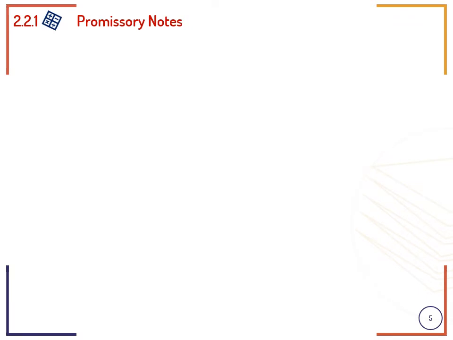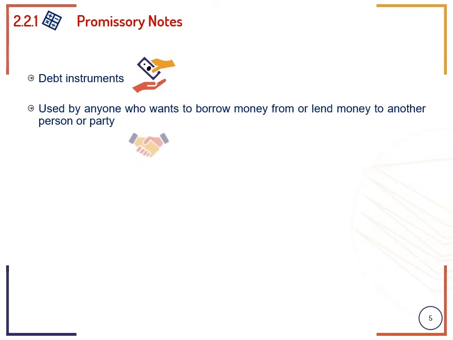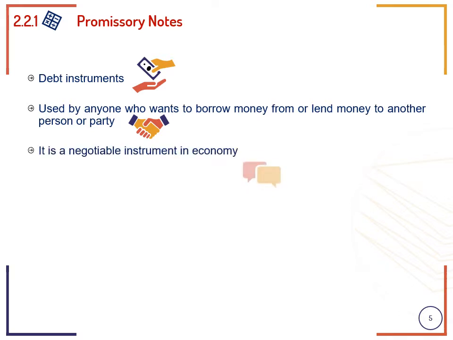There are many ways a company can raise money for working capital or expansion. It can issue new shares, borrow from banks, or issue bonds or promissory notes. Promissory notes, or notes in short, are usually debt instruments and are issued on a short-term basis. They can be used by anyone who wants to borrow money from or lend money to another person or party. Essentially, they are important negotiable instruments used in the economy.